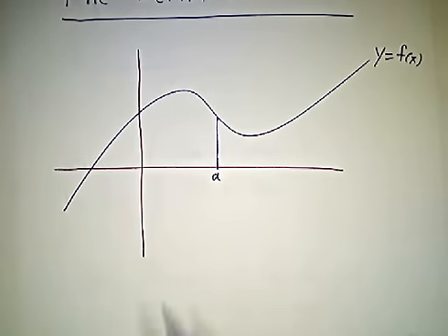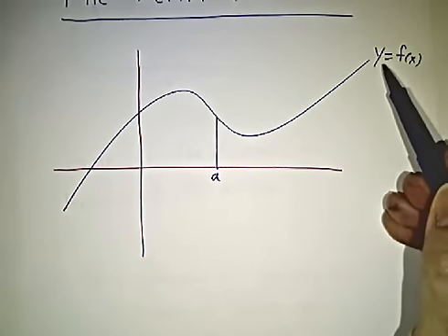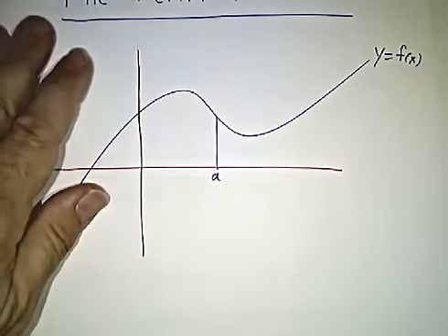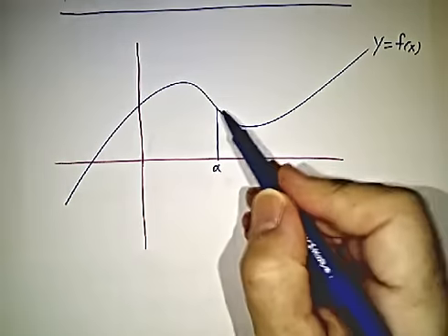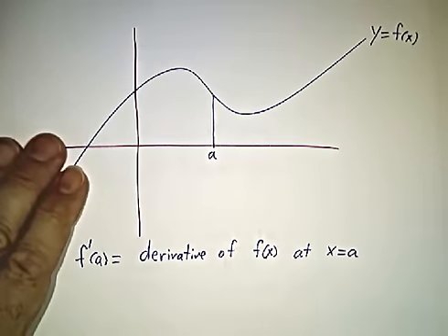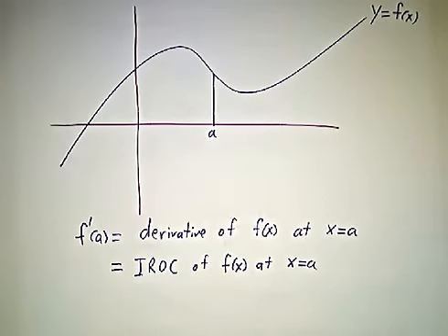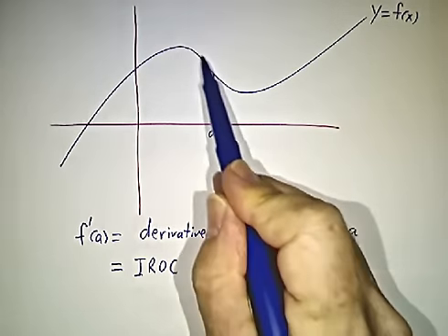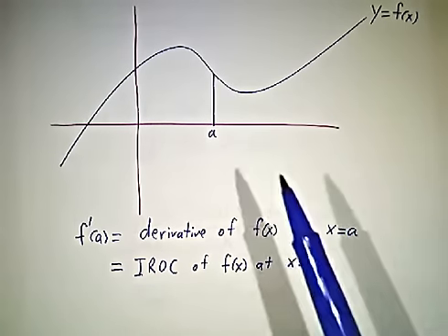So let's suppose we've got a function y equals f of x, and we often like to draw the graph y equals f of x. And we want to say, what do we mean by the derivative of f of x at this point? Well, our basic idea was that it was the instantaneous rate of change of f of x at x equals a. So as we increase x, how fast is f of x changing?